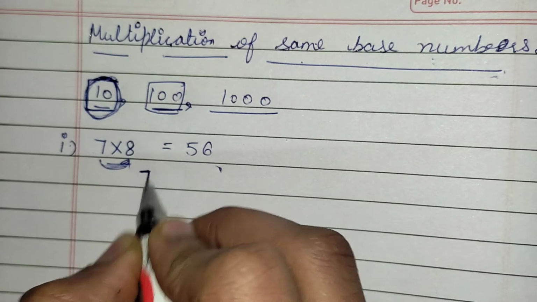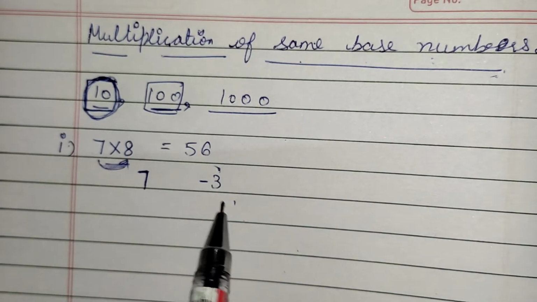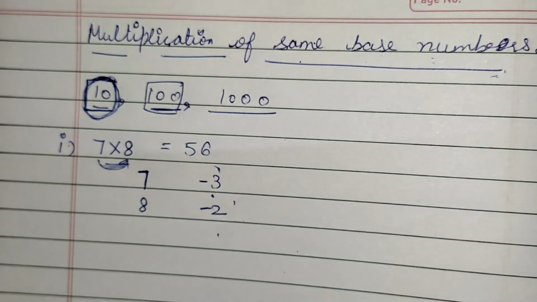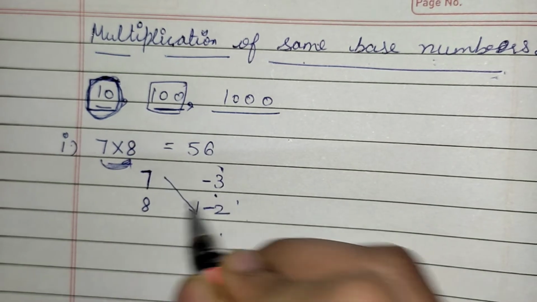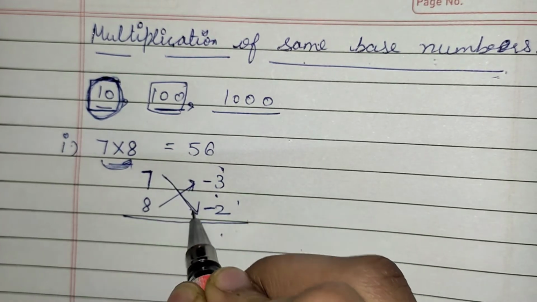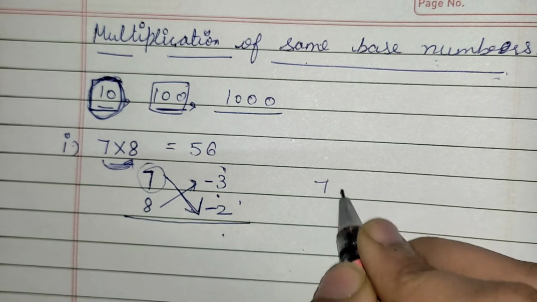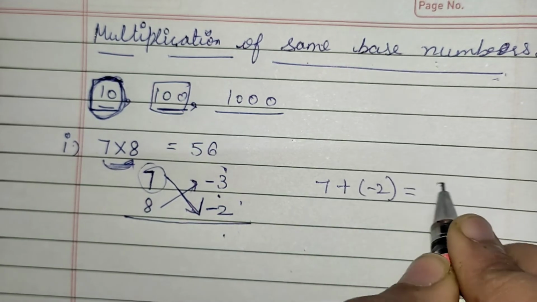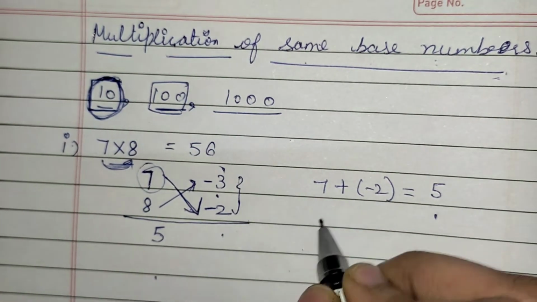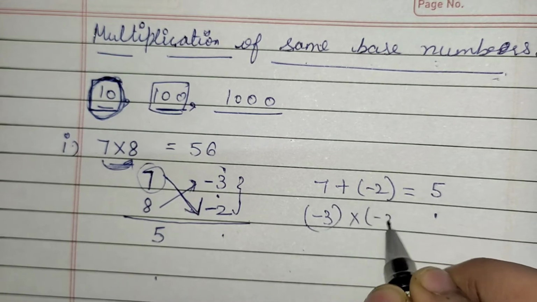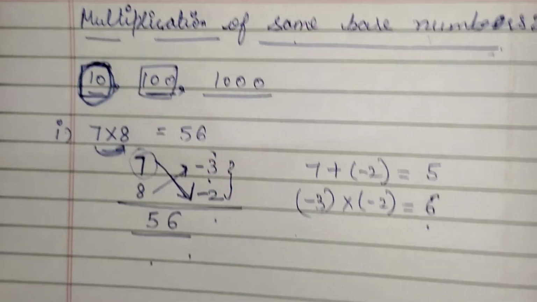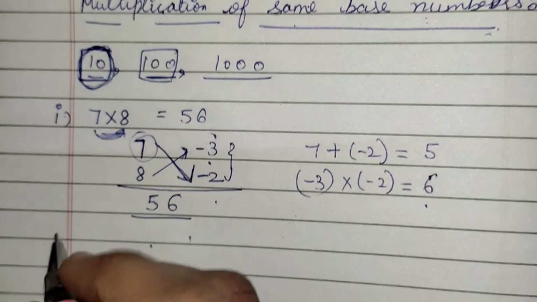7 is how much lesser than 10? 7 is lesser than 10 by 3, so minus 3. And 8 is how much lesser than 10? It is minus 2. What is the next step? You have to add these two values, meaning 7 plus minus 2, which will give you 5. Then multiply these two numbers. Minus 3 into minus 2 will give you 6. Write it down here, and this will be your result. This was a very simple one.